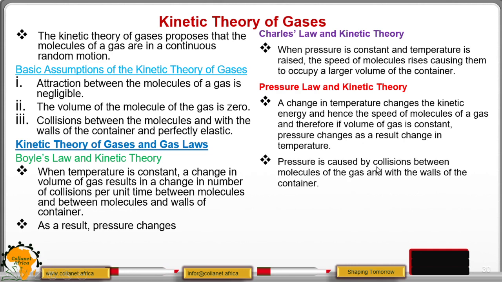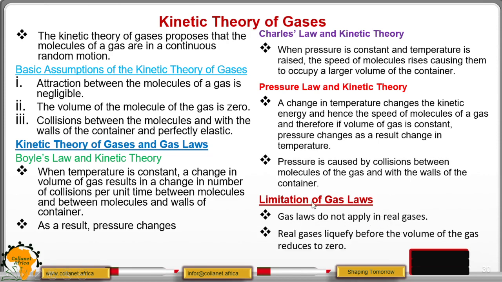Now, the pressure is caused by the collision between the molecules of the gas and the walls of the container. And that is why we are saying, as you increase the speed of the particles, you are increasing the pressure, because the collision is what gives us the pressure. Then we need to look at the limitation of gas laws. Now, gas laws do not apply to real gases.